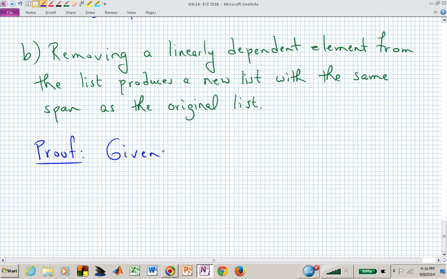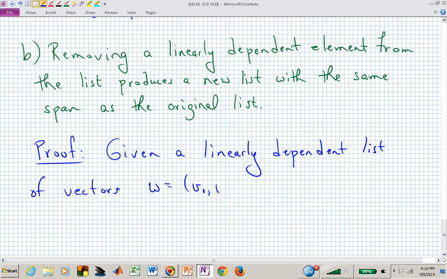Let's start with a linearly dependent list, or given a linearly dependent list of vectors. Let's call that list W, and maybe the elements in that list are v1, v2 up to vn. Those are our n vectors in this linearly dependent list.